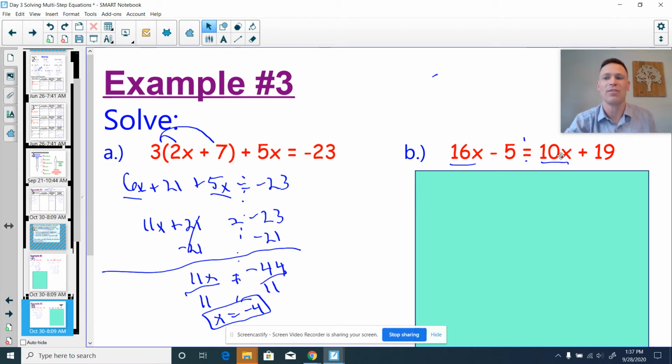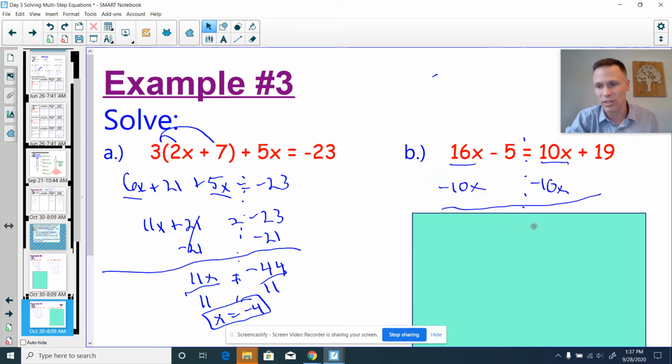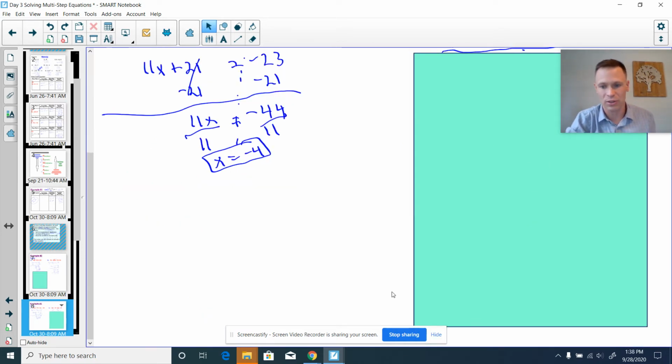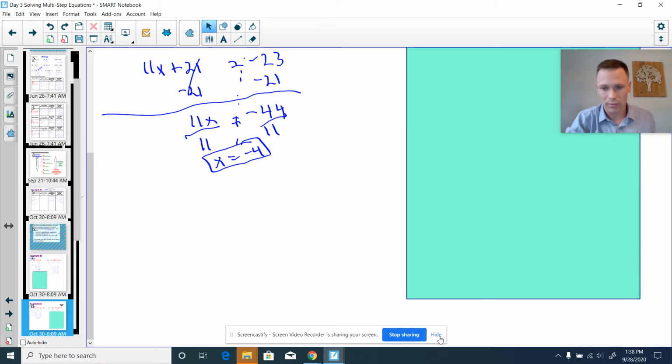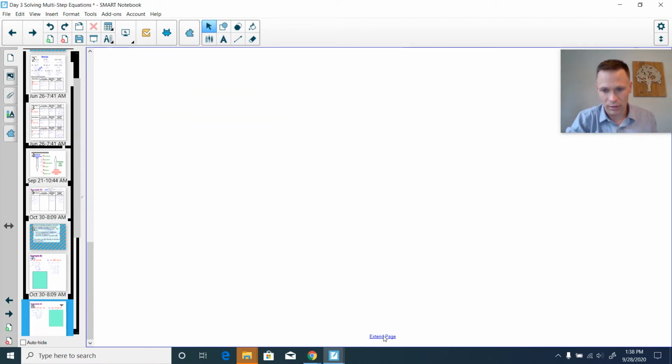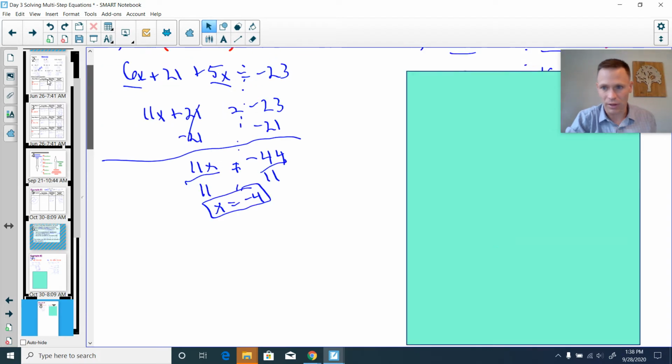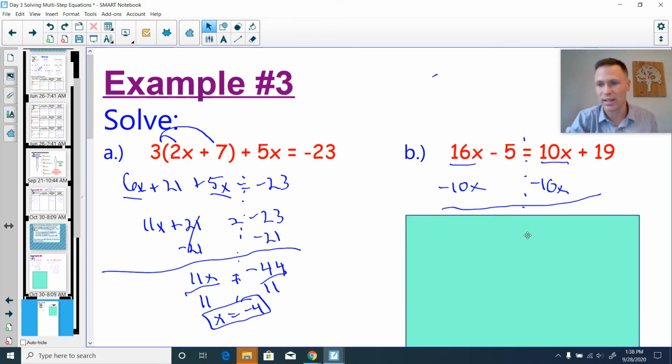I'm not a big fan of having negative signs because I generally make mistakes with those, right? That's the biggest mistake that I see from students. So what you're going to want to do is always move the variable so that it is positive, which means I'm going to subtract the 10x first, okay? Let me just do this here so I don't have any problems with that again. So I'm subtracting the 10x first.